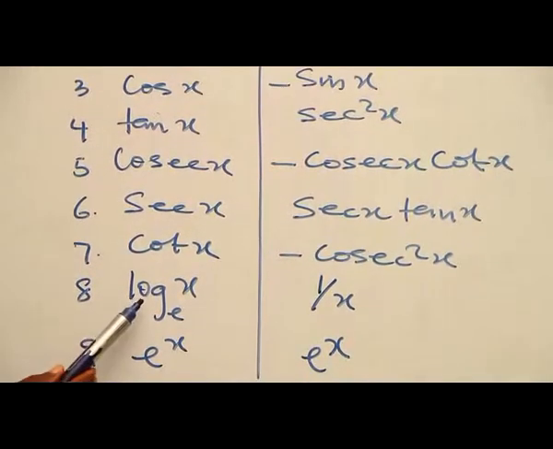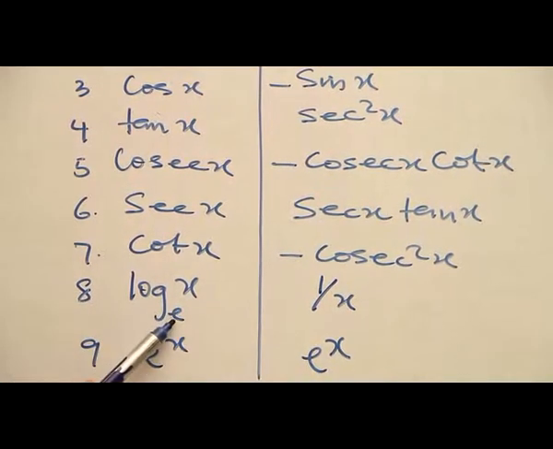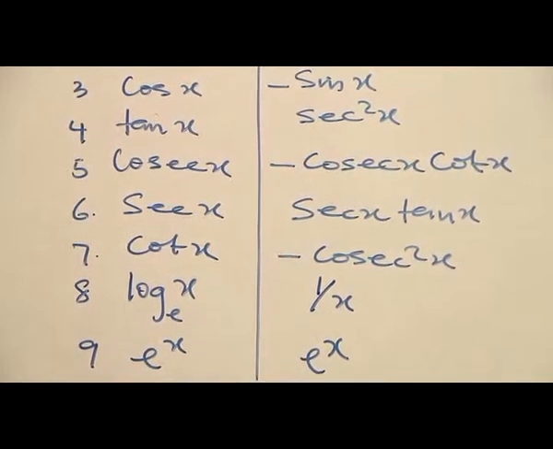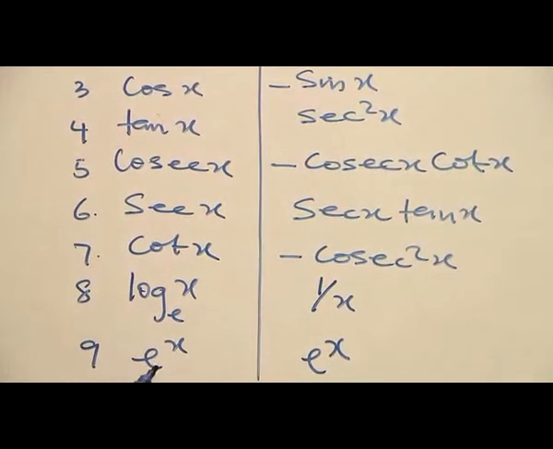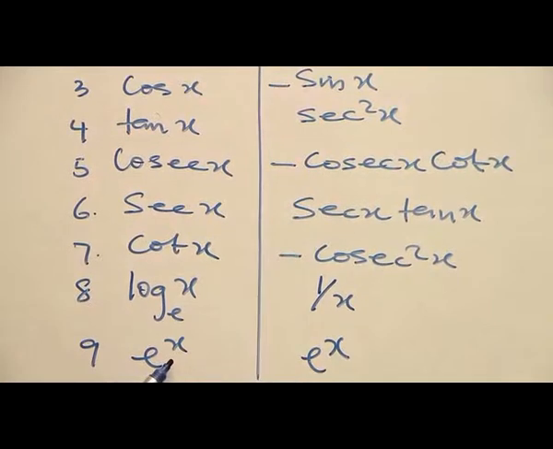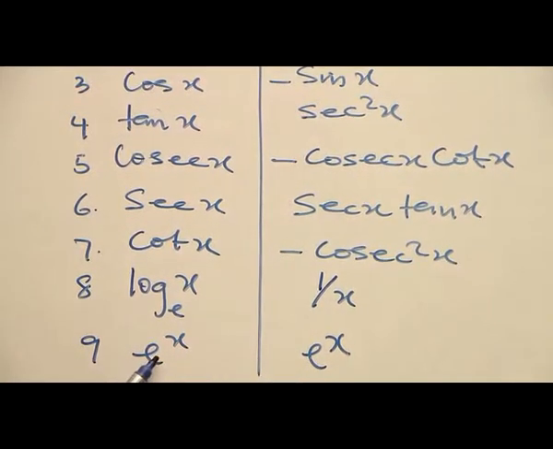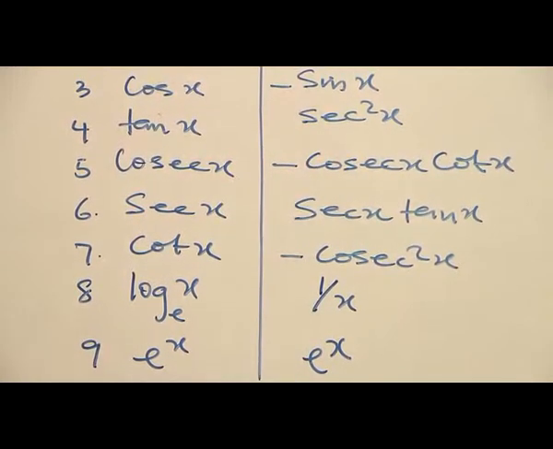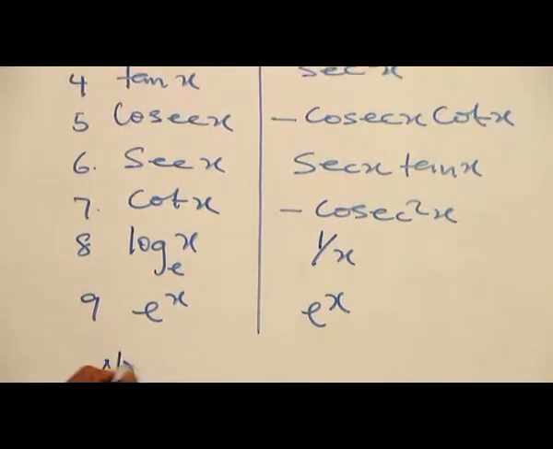Number 8, the derivative of the logarithm of s to base e is 1 all over s. And number 9, this is exponential function. The derivative of the exponential function e raised to power s is e raised to power s. But take note of something like this.